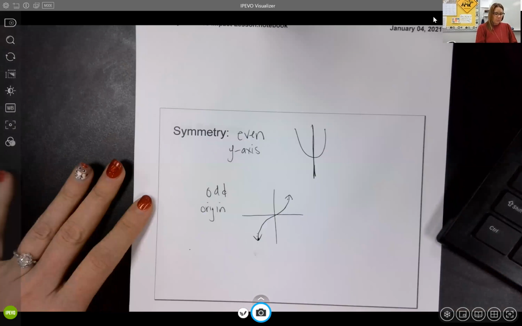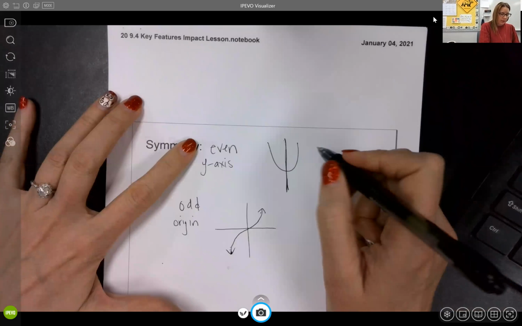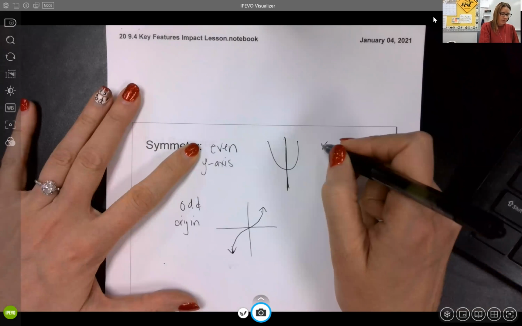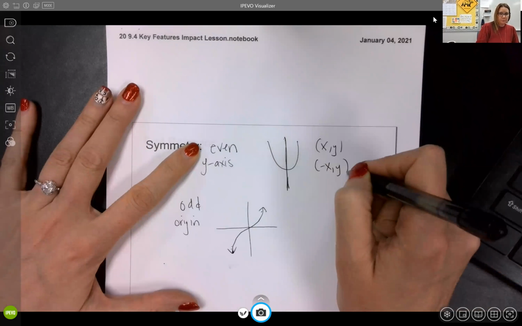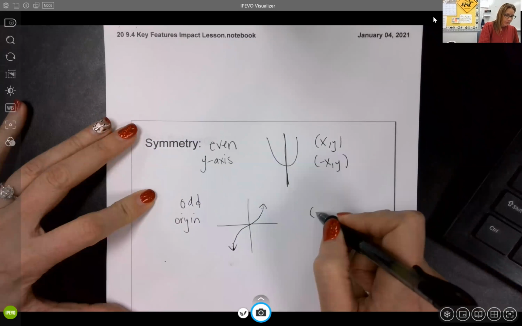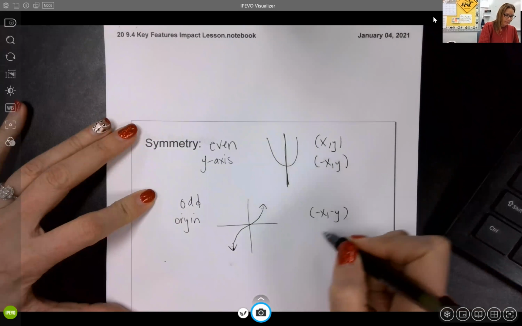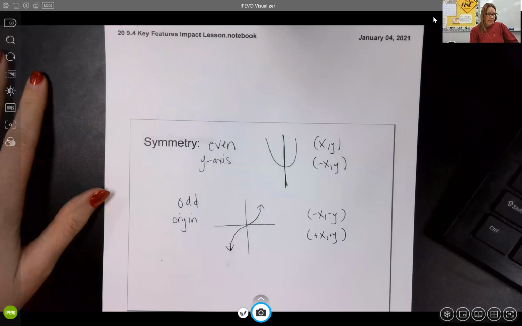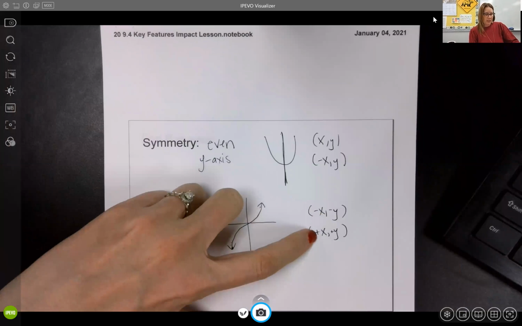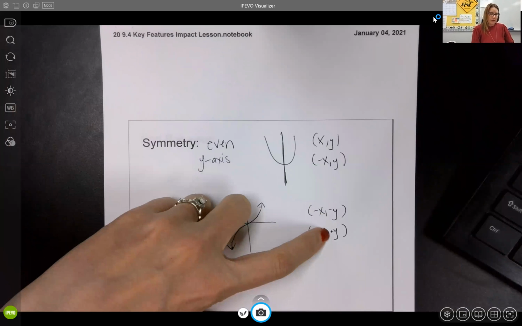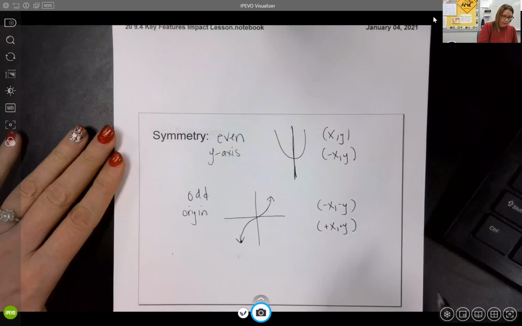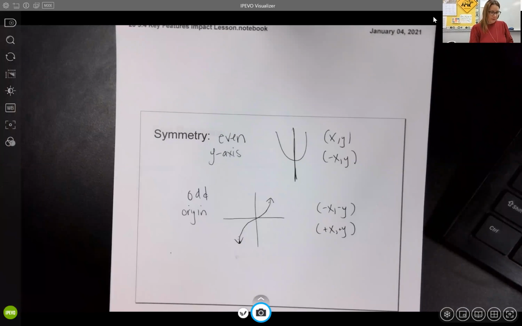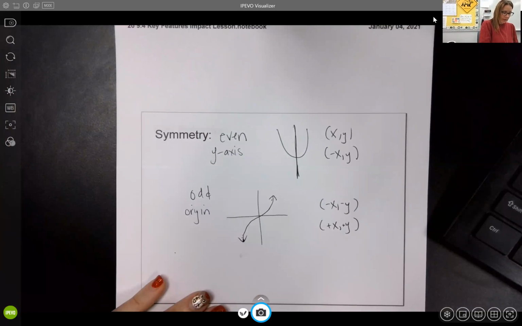If you want to do this algebraically, when I do an even symmetry, I'm saying for every positive x and y, there's also a negative x and y. For odd, it's going to be both of them. Okay, so if I have a negative x, then there'll be a positive x. If I have a negative y, then there'll be a positive y. You can always try plugging in a 1 and see what you get, okay? If you can't look at the graph and see if it's symmetric.